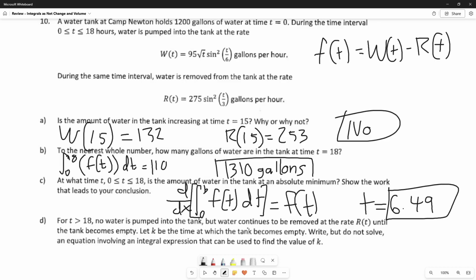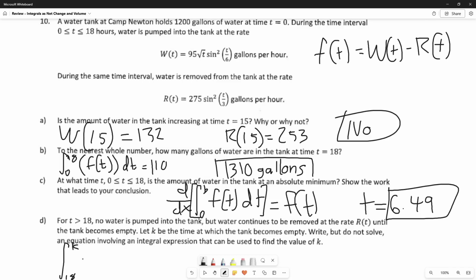And after that, only water is removed, nothing's added, so we have to find the time where 1,310 gallons are removed. So we can say the integral from 18 to k of r of t dt is equal to 1,310, because the integral of r of t is just how much water is removed, and we're taking the integral from 18 to some hour k where all 1,310 gallons are removed.